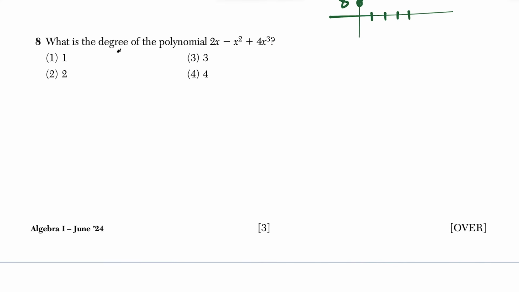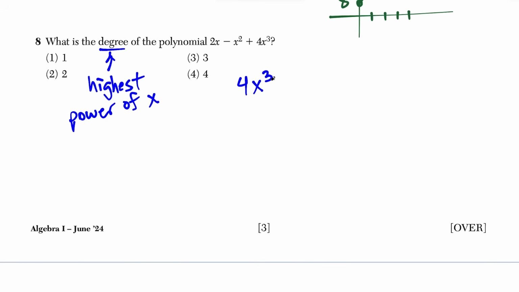Question 8, what is the degree of the polynomial 2x minus x squared plus 4x to the third? So when we're looking for the degree of a polynomial, we're looking for the highest power of x that appears. Okay, so the highest power of x. And when I'm looking at this polynomial, they made it a little bit tricky that they put the powers out of order. We want this to be in standard form. So we want this in the form 4x to the third minus x squared plus 2x. We want the powers to be descending because then it's very easy to spot the degree. It's the term in the front.